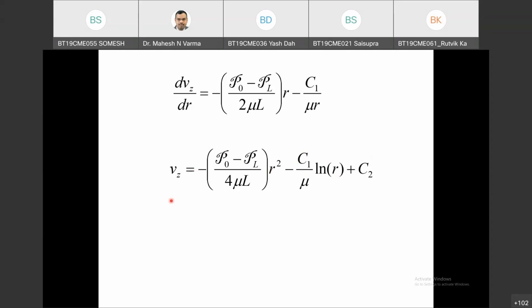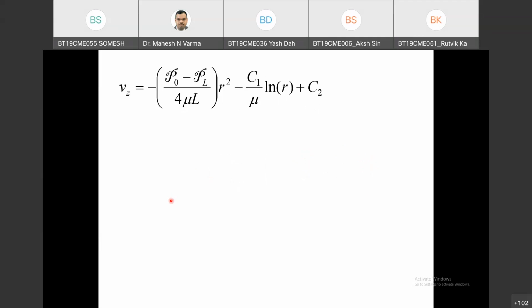Yes, we can use r equals kappa r, where velocity equals 0, and also r equals capital R, and at that place also velocity equals 0. So we can calculate these two constants then.